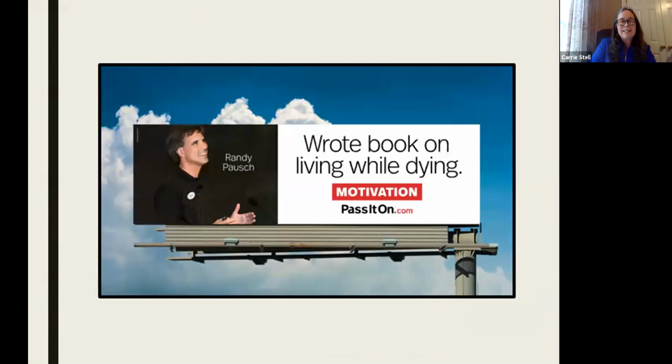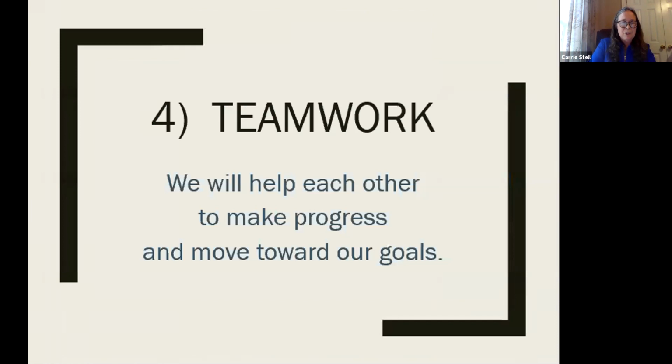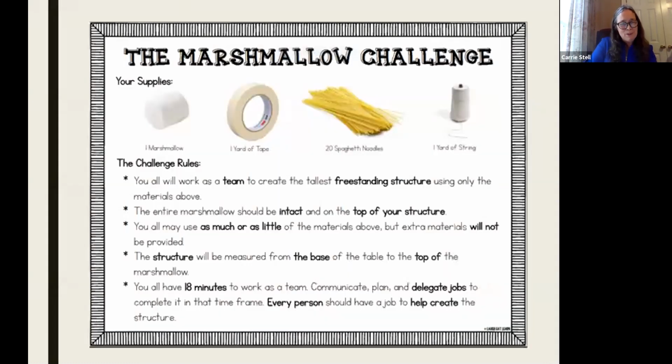Motivation. Pass it on. The next value I have suggestions for is teamwork. This one I've never been able to do in a virtual classroom, but it sure was fun in an actual classroom: the marshmallow challenge, where students are given a marshmallow, masking tape, dry spaghetti noodles, a yard of string, and they are challenged to collaborate, to work together, and to build the tallest structure.